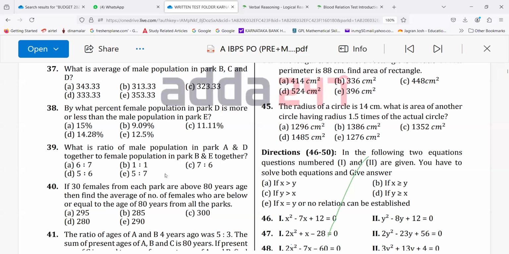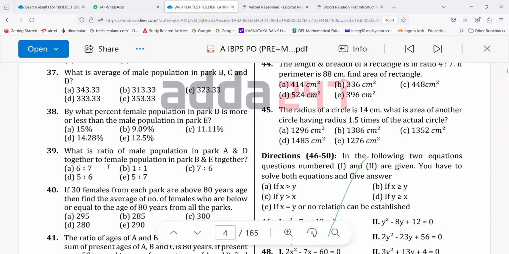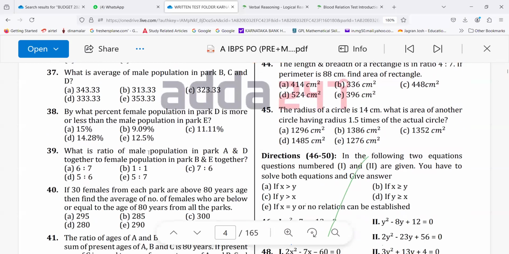Correct. Now what about 40? Sorry, this one only we were answering. No, this is 38 we have done. Question 39: male population in Park A and D. How much? Answer is A. Correct. How will it come?